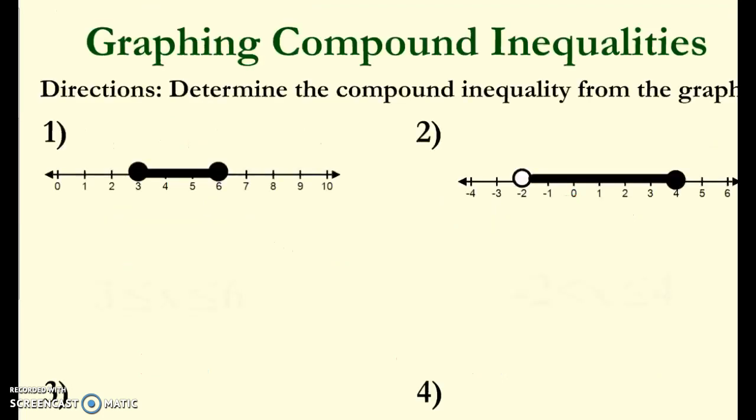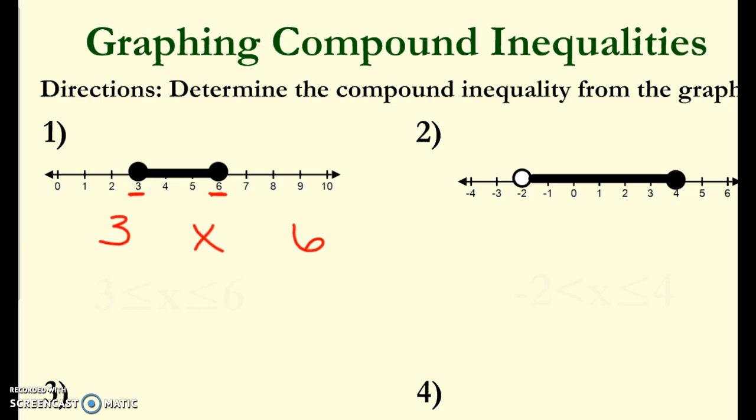All right, now we're going to go backwards. We're given the graphs, and our job is to write the inequalities down. Now remember, when we have our dumbbell, we always have our x in between. I know one of my numbers is 3, and my other number is 6. So I can write 3 and 6 down.